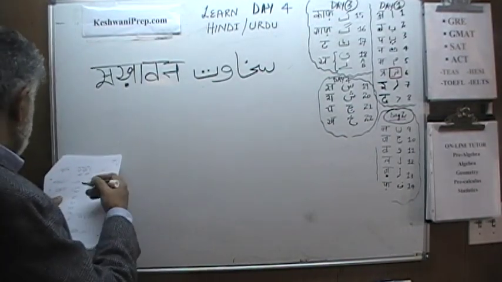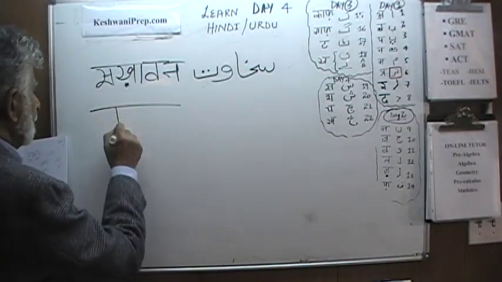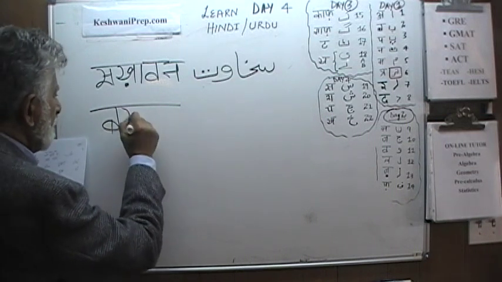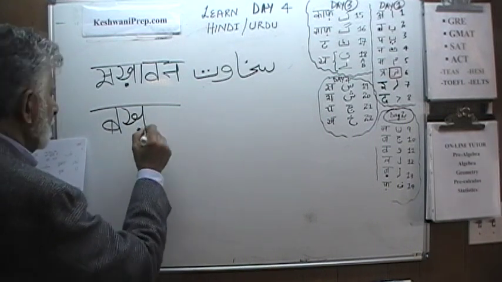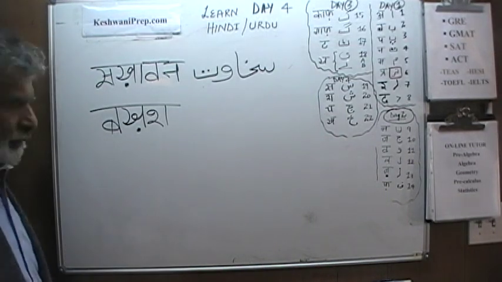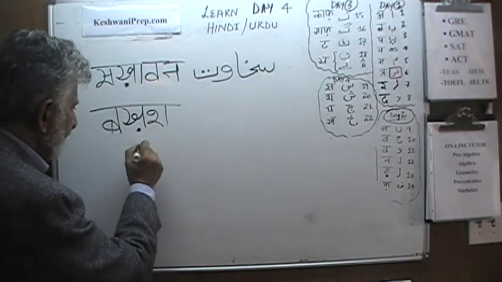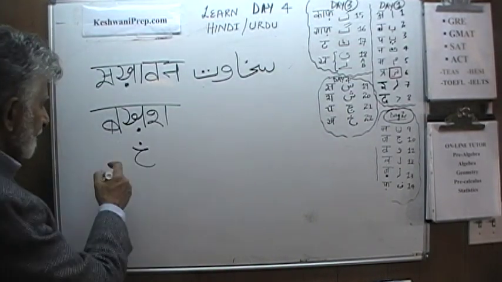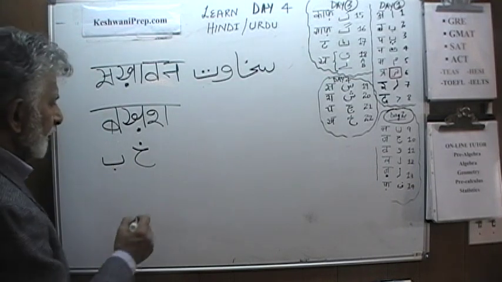Here's the next one. Bo, Kho, and then Sho. And we know because it has a Da, we're looking for this here. And that's a Be. And that's a Sheen.